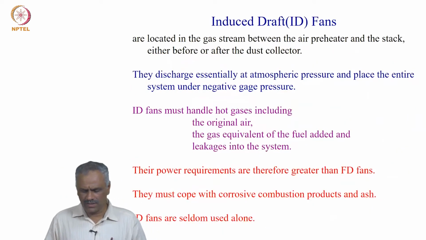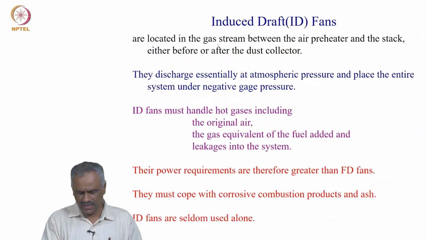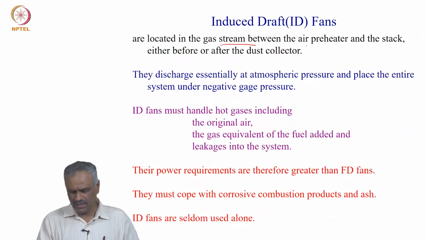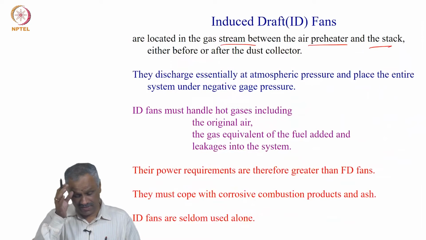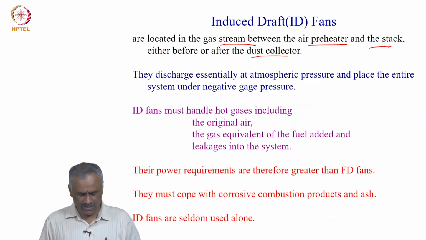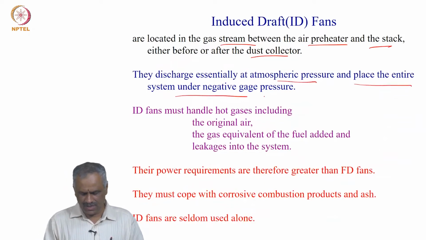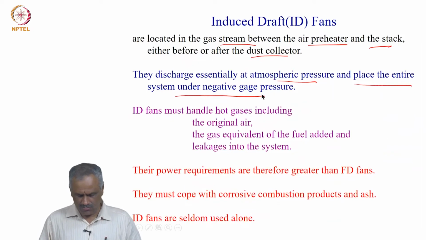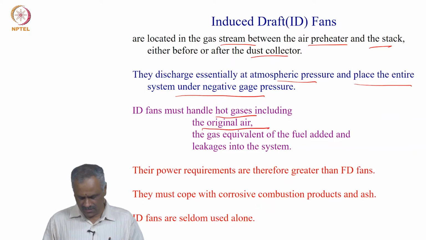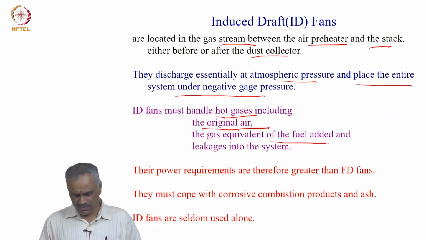Then the induced draft, as I have already explained, is in the gas stream between the preheater and the stack. It can be either before or after the dust collector; we can place it at any location depending upon the configuration. It essentially creates suction pressure, and the entire system is under negative gauge pressure. It has to handle hot gases, plus the original air and the gas equivalent of the fuel added into that.